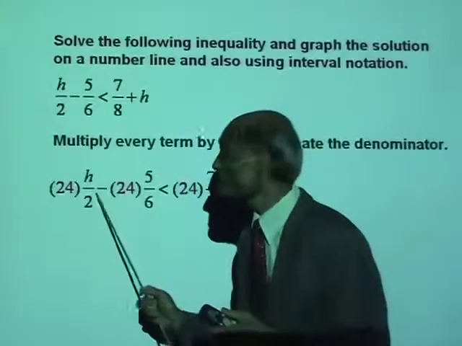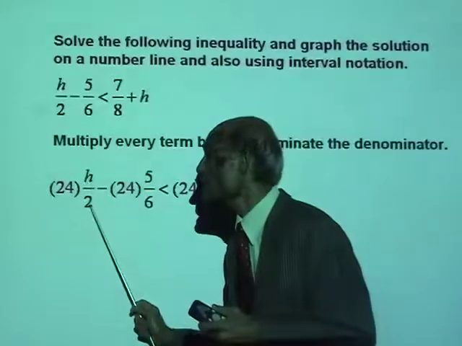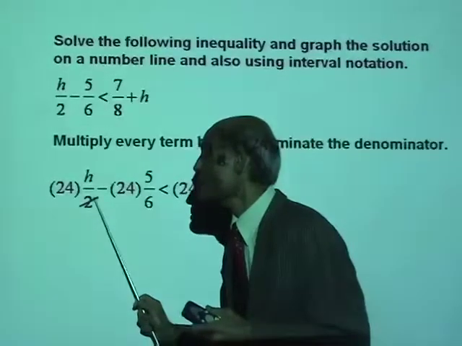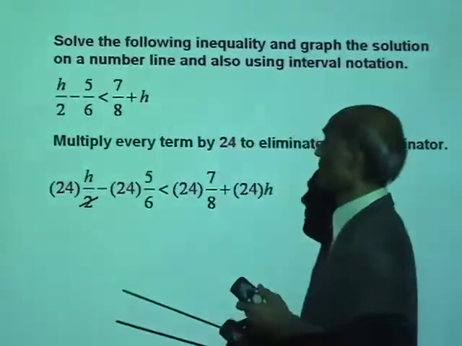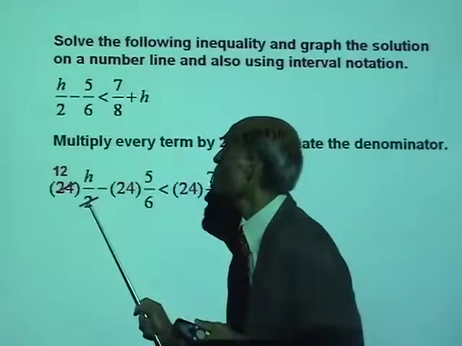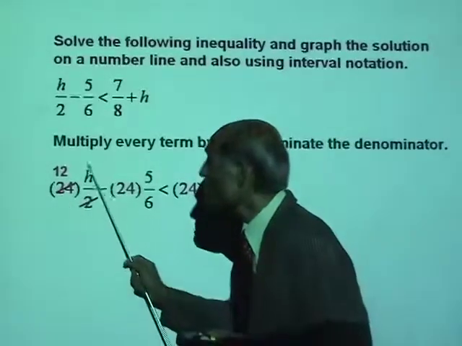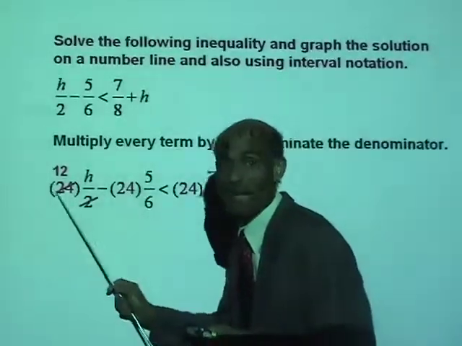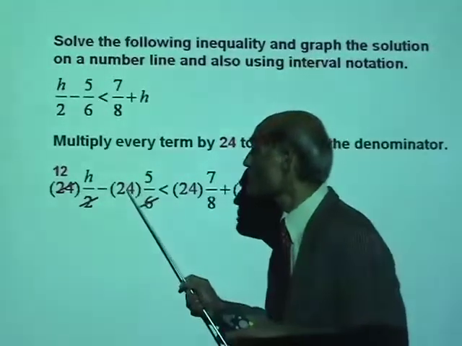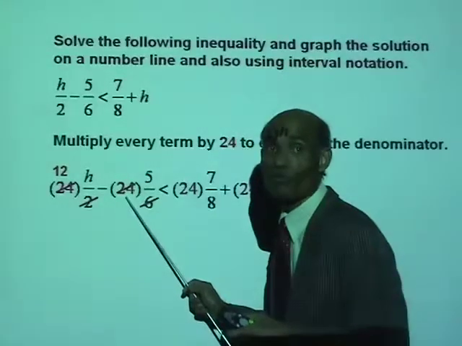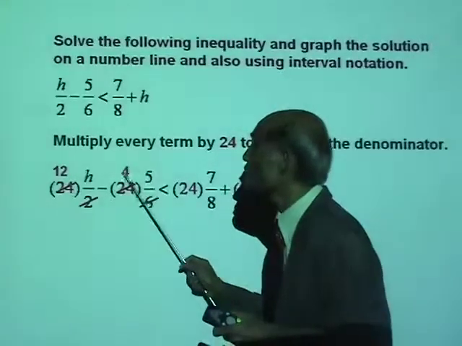And now we simplify each term. Look at the first term. 24 on the numerator, 2 on the denominator. That 2 will go in 24 how many times? It will go 12 times. 2 goes in 24 12 times. So this term now is simply 12h. Keep track of that. This is now 12h minus 6 goes in 24 how many times? 4 times. And what is this term now? 4 times 5 is 20.